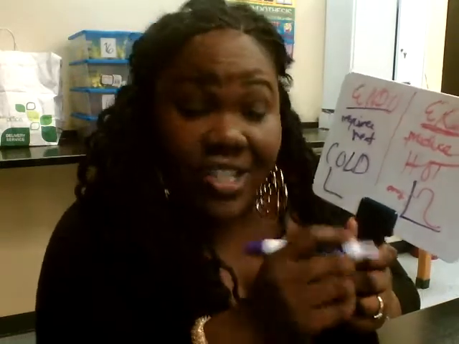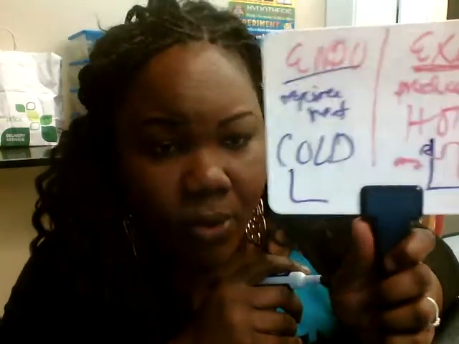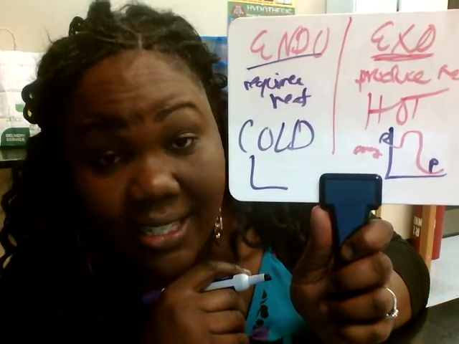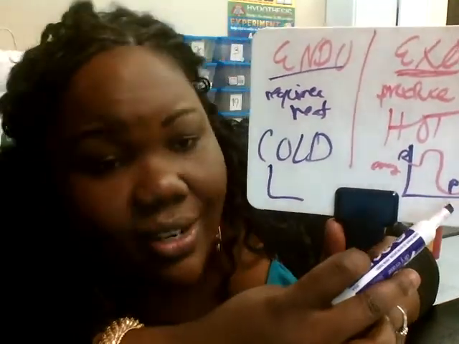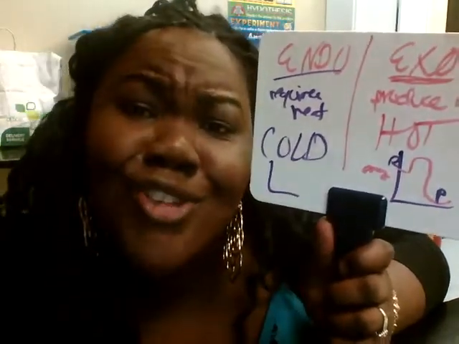Now all reactions start with reactants, so I'm going to put an R here, and products. Now for exothermic, which has more energy? Can you see it? More energy is in the reactants. The products have less energy. Why? Because they produced it all. They released the energy on you.